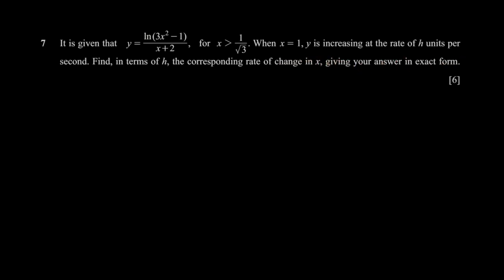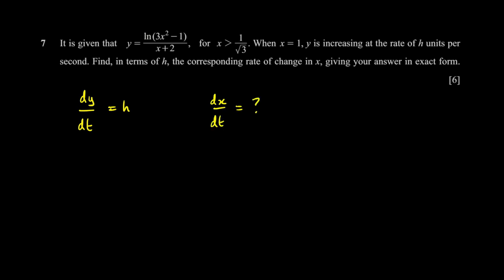Okay, so we need to really read and interpret what's going on here, right? Y is increasing at the rate of h units per second. So what does this actually refer to? This is the rate of change of y with respect to time, because it's the change of y per second. And we're told that this is equal to h. Now, what we're being asked to find is the corresponding rate of change of x, which means we're being asked to find dx dt. All right, so that's what the question is asking.